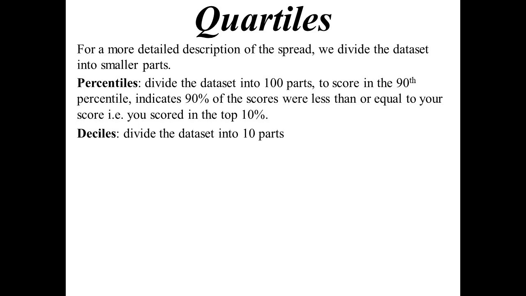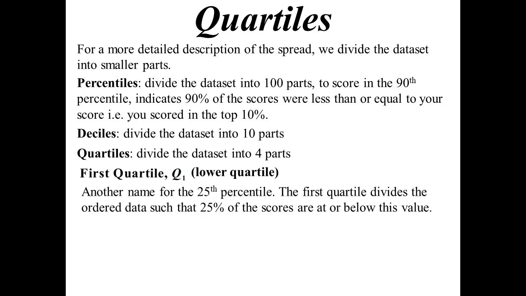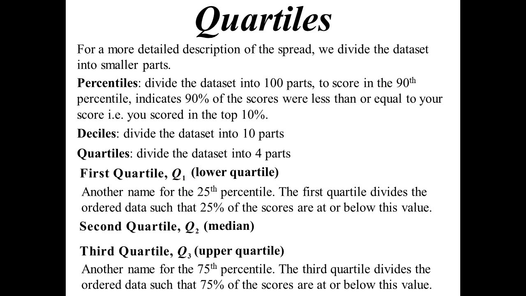Deciles do it in 10 parts, but what we're interested in right now is quartiles, where we divide it up into 4 parts, so groups of 25%. The first quartile, Q1, is known as the lower quartile. It could also be called the 25th percentile. Then you have the second quartile, Q2, which is the median because it's the middle of the data. The third quartile, Q3, is the upper quartile, which could be the 75th percentile because it's better than 75% of the data.